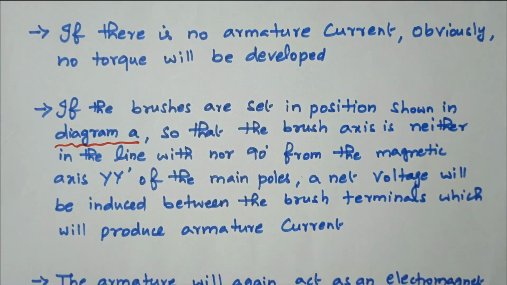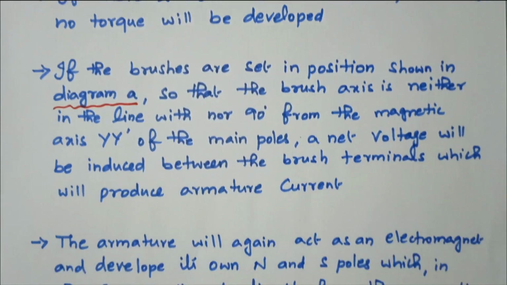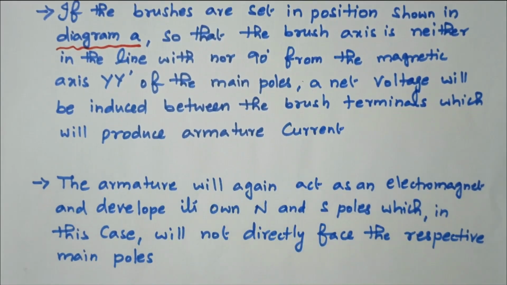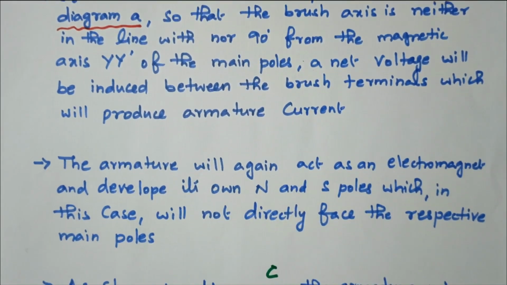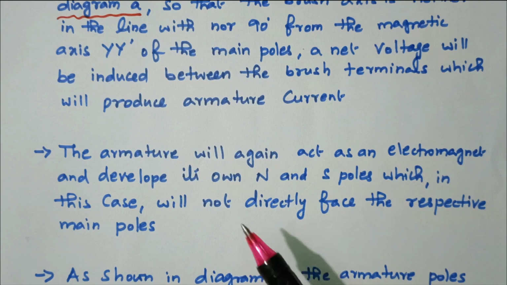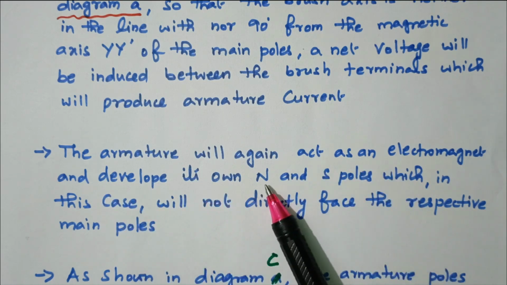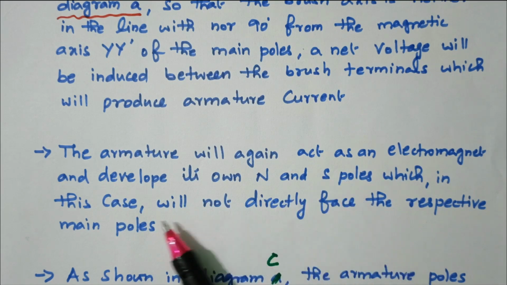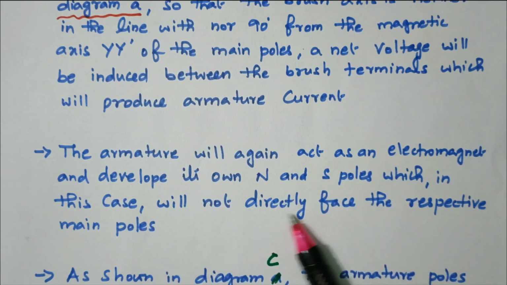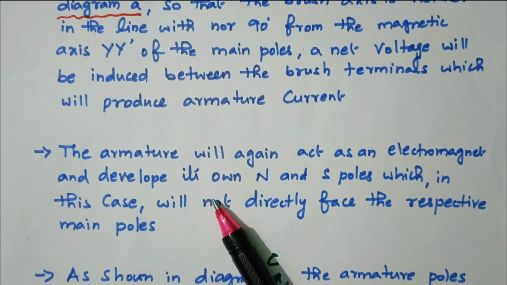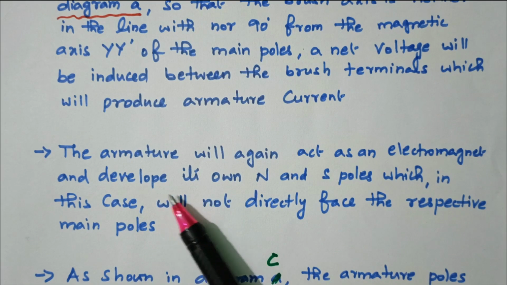So in position A only will the EMF be induced and the armature current flow. In B it is also the same, but it is neutralized. The armature will again act as an electromagnet, and it develops its own N and S pole, which in that case will not directly face the respective main poles, right? Again it will develop the electromagnet and its own N and S pole, right?